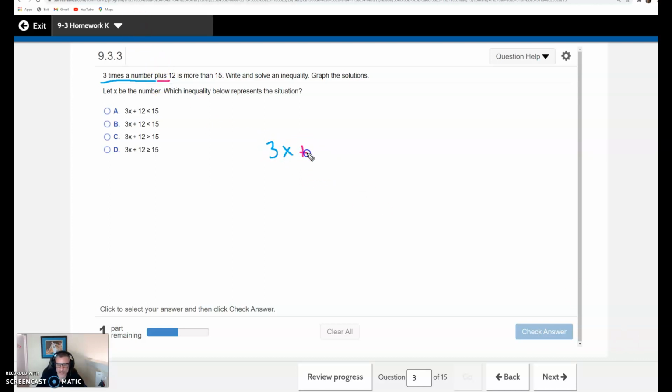Plus is plus. Remember, math is a language, and what we're doing here is we're taking this statement that's written in English and we are translating it into math. Plus 12. Here's 12. Is more than. More than. There it is. And then the final one is 15. 3 times a number plus 12 is more than 15.